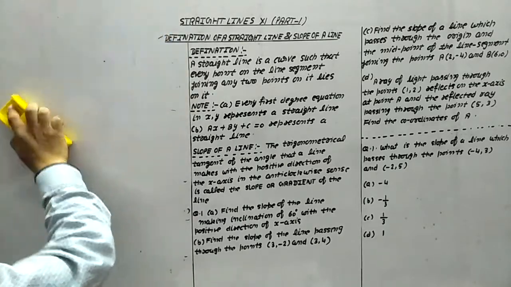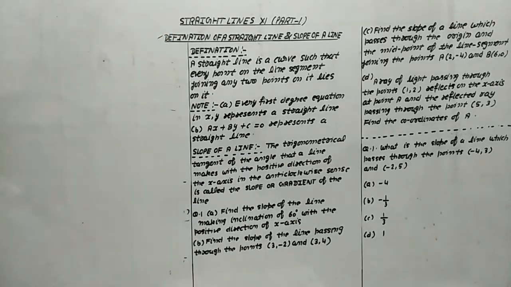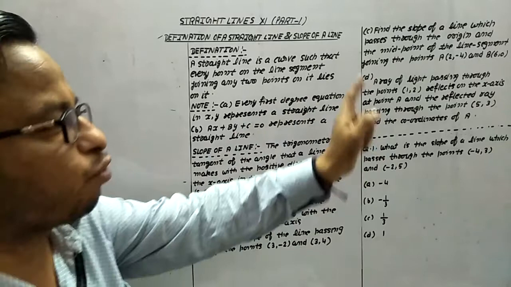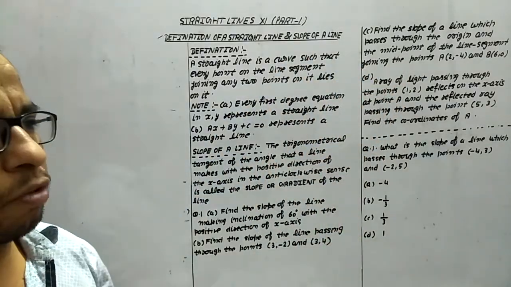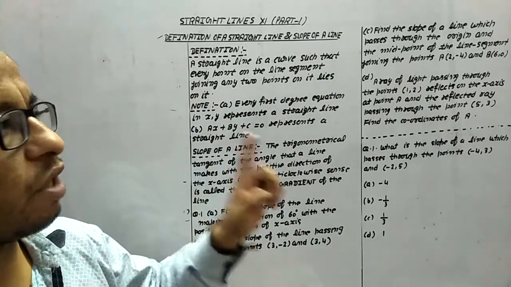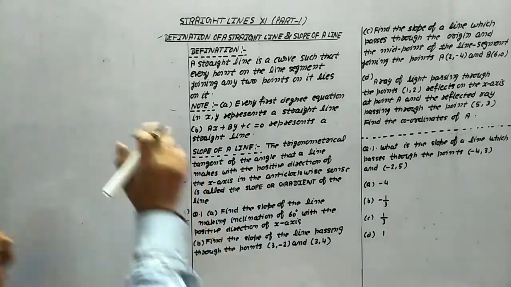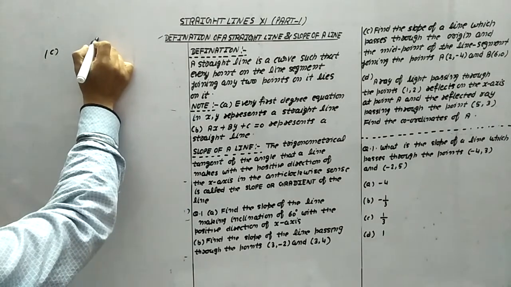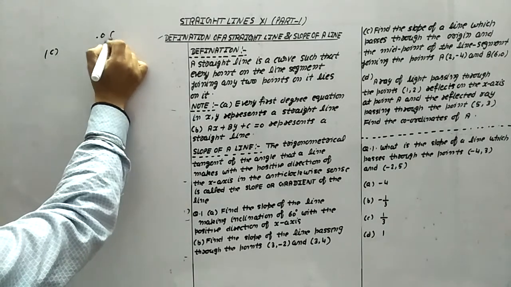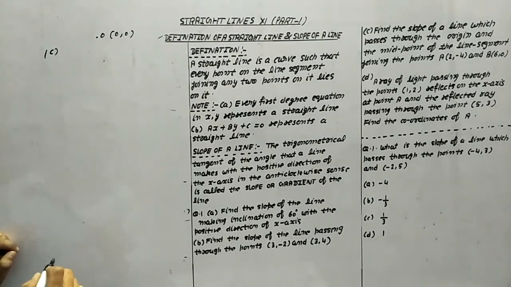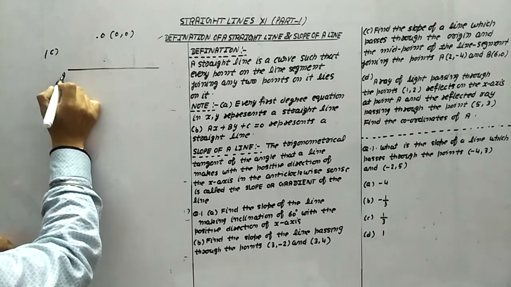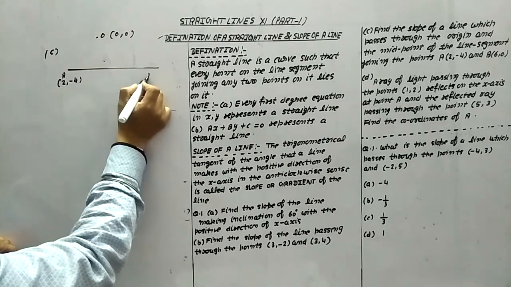In question number 1, part C, we have to find the slope of a line which passes through the origin and the midpoint of the line segment joining the points A (2, -4) and B (6, 0). To do this type of question, generally we will make a rough figure. By reading this question, we observe we have to find the slope of a line which passes through the origin. Let us suppose this is the origin (0, 0) and the midpoint of the line segment joining the points A (2, -4) and B (6, 0).